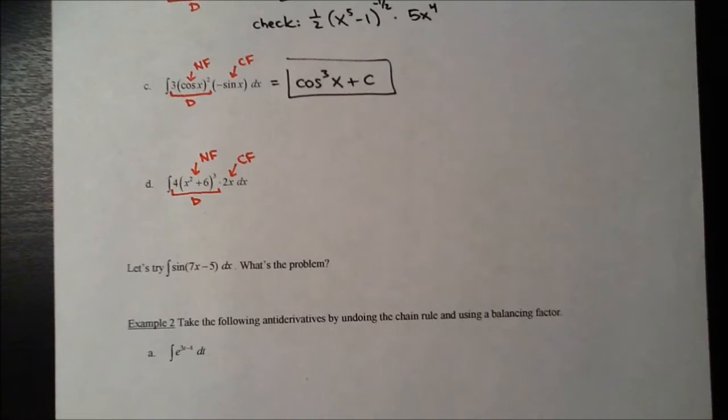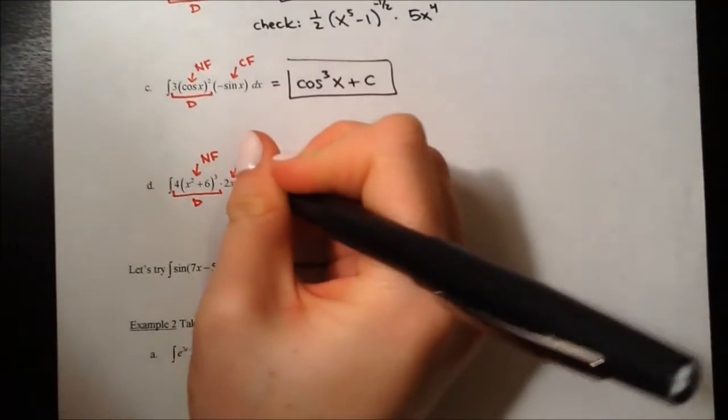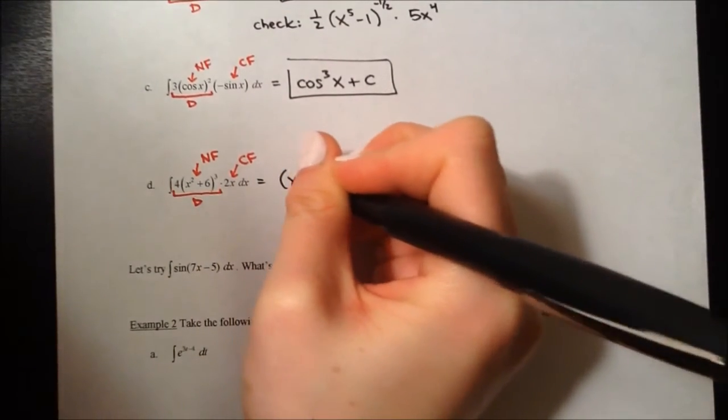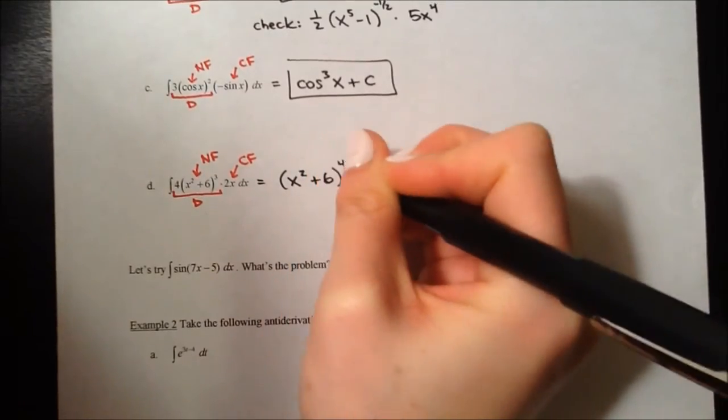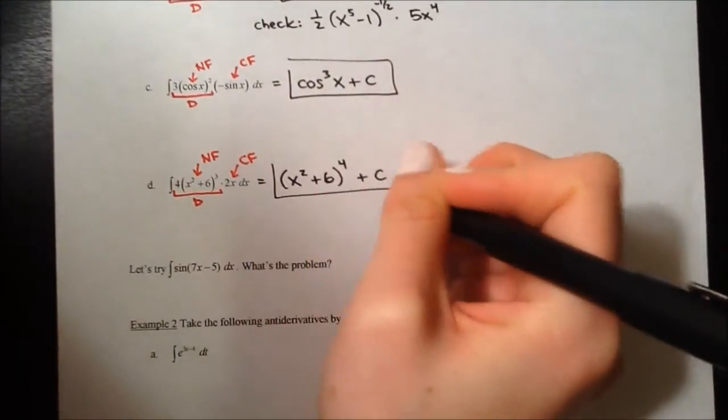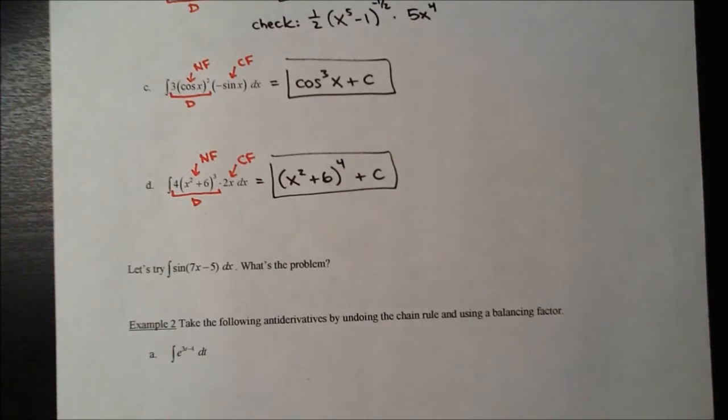So we need to take the antiderivative of 4u cubed. The antiderivative of 4u cubed is x to the 4th. But instead of x to the 4th, we do x squared plus 6 to the 4th. And then you just tack on a plus c. And once again, you can always just take the derivative of this and check to see that you got the right thing.